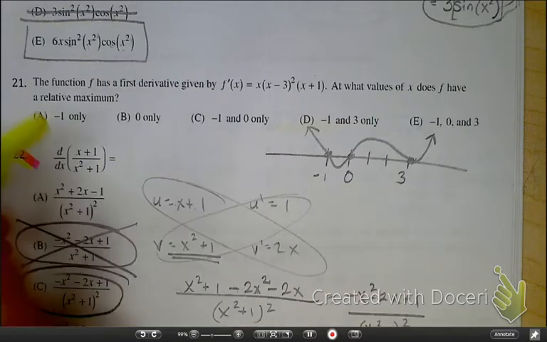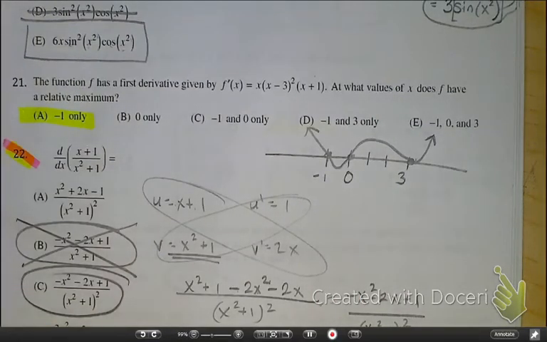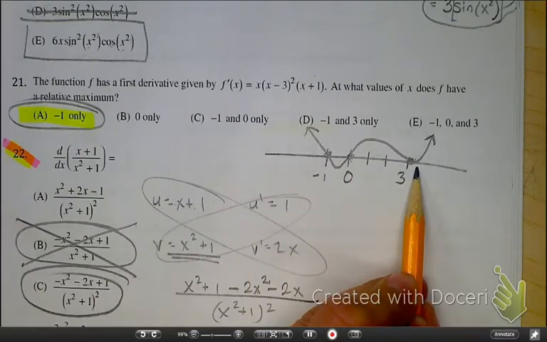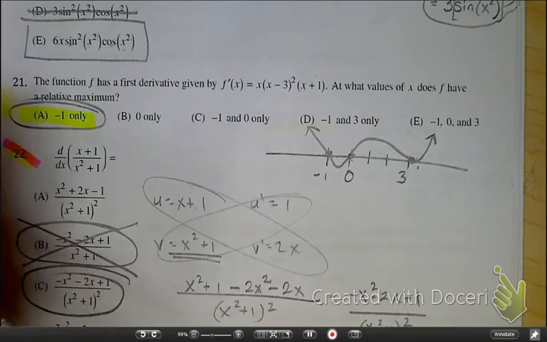Answer choice A. 0 is a minimum and 3 is neither. So that's why we're not choosing those. All right, that's number 21.